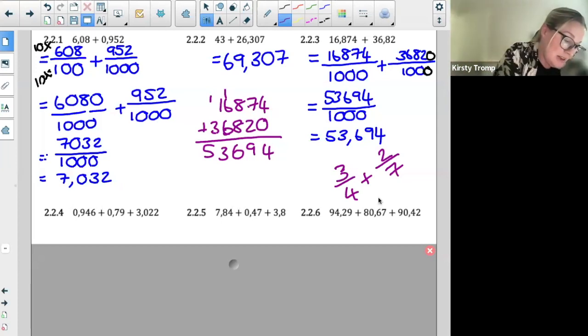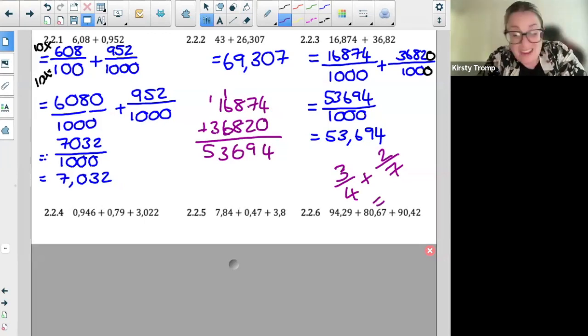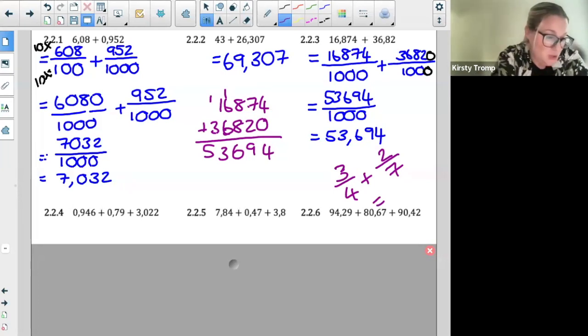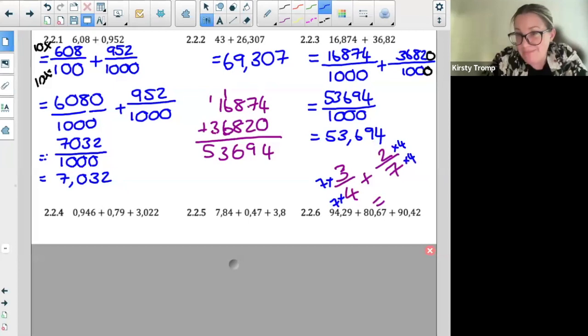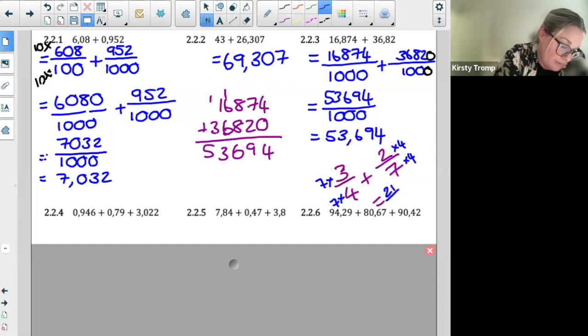The easiest thing that I always say to my students is, okay, what's 4 times 7, Bree? 28. So I'm going to take the 7 and the 4 and multiply it by 7. And whatever I do to the bottom, I do to the top. And on this side, I'm going to multiply 7 by 4. Whatever I do to the bottom, I do to the top. Okay? So now I've got 21 over 28 plus 8 over 28.